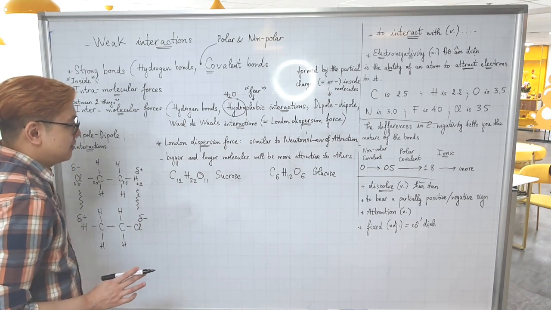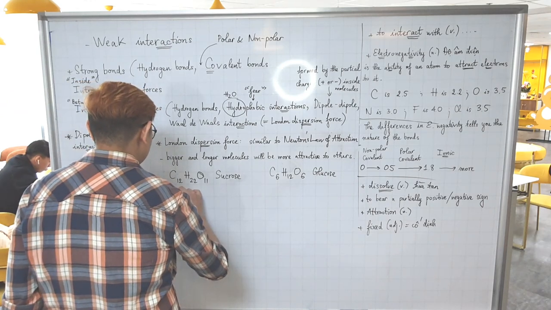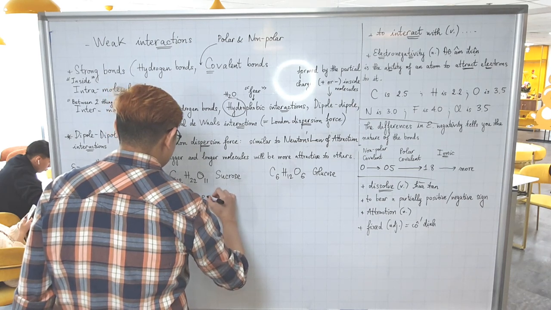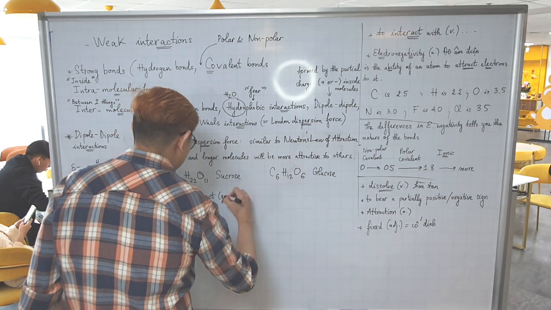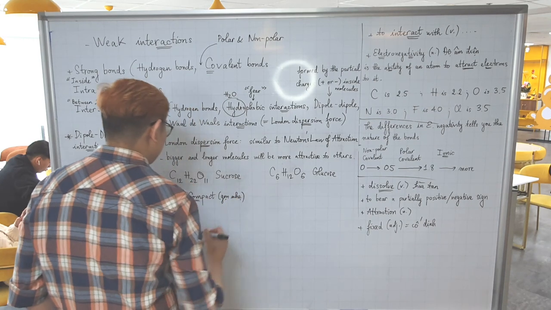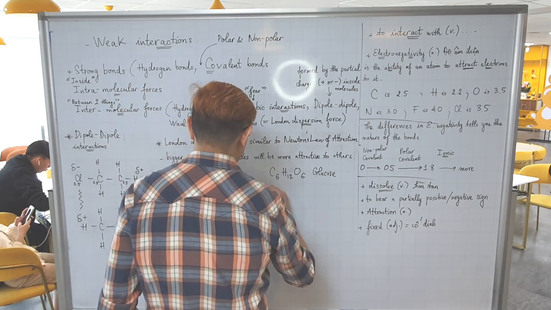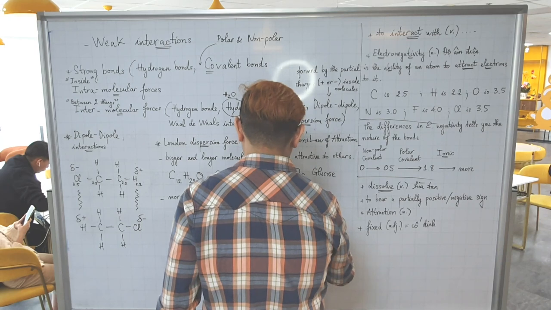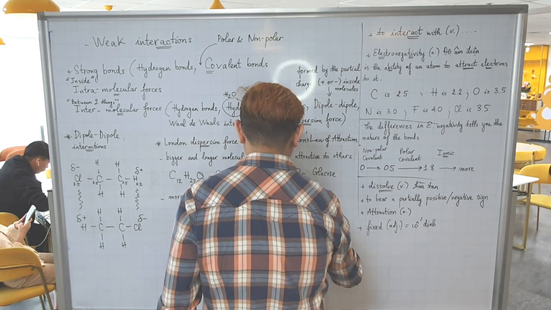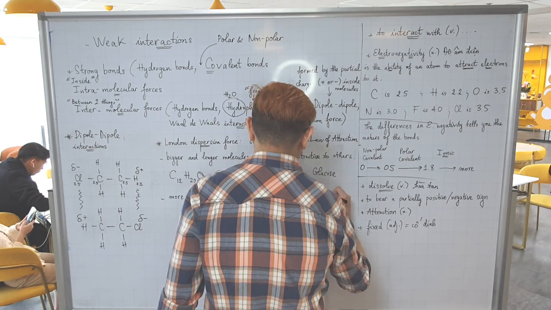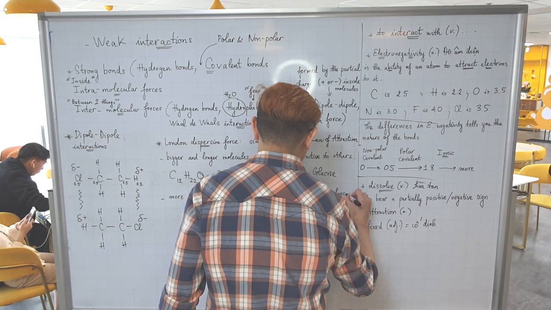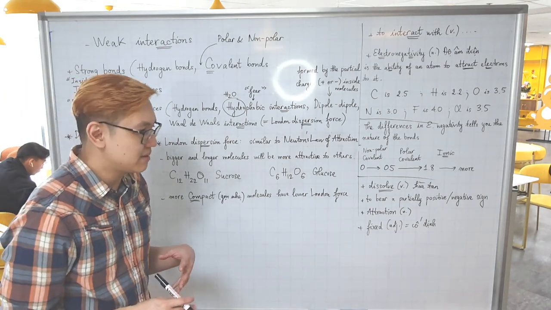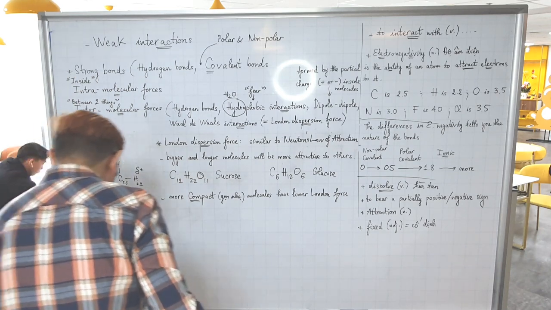Okay. However, more compact molecules have lower London force. Nhìn vào đầu nha. Gọn nhẹ. Những phân tử gọn nhẹ hơn. Những cái phân tử mà nó gọn nhẹ hơn, nó sẽ có cái lực London force ít hơn là những cái bự bự.